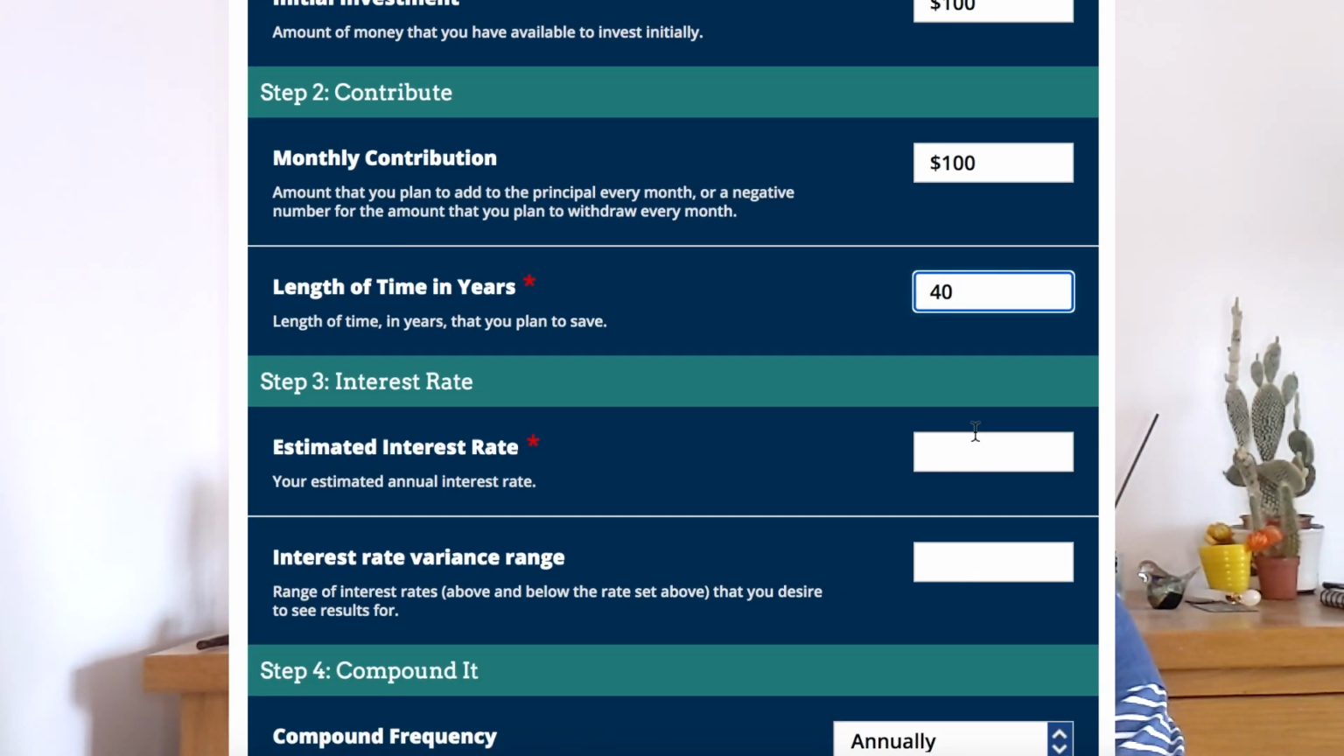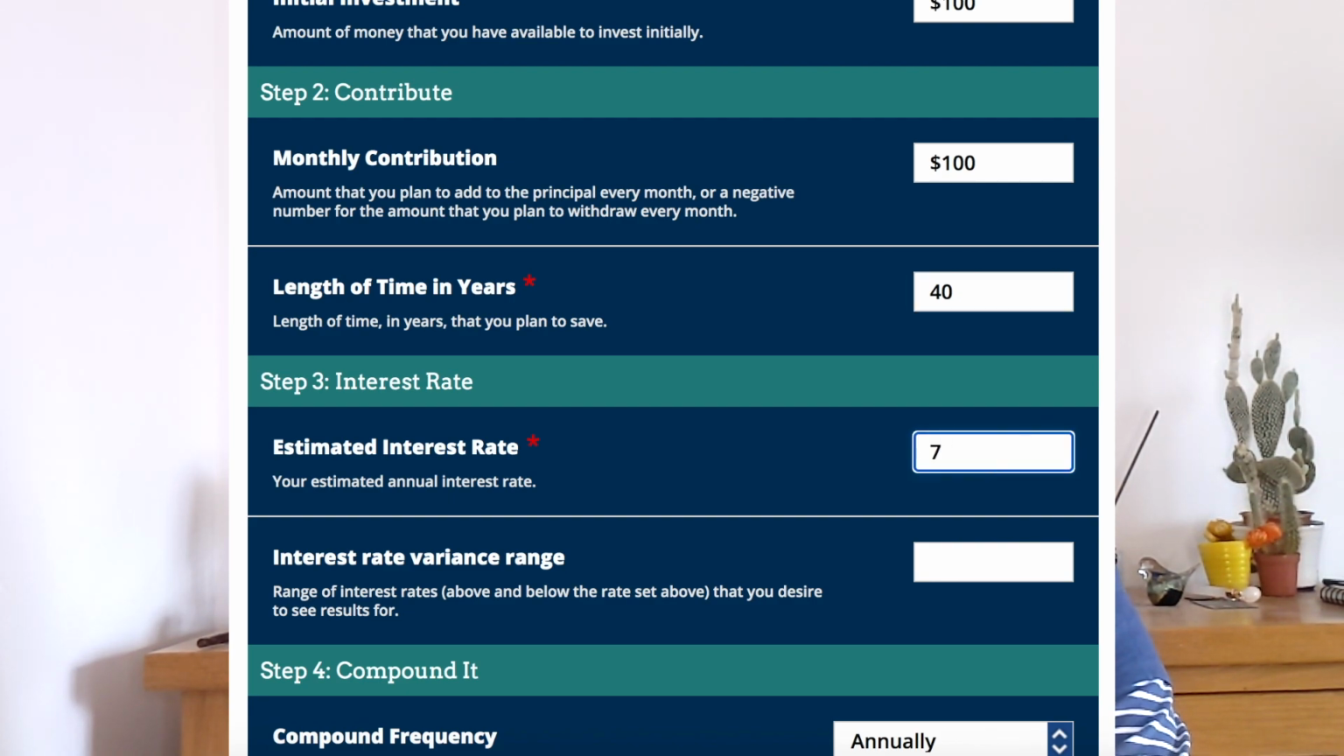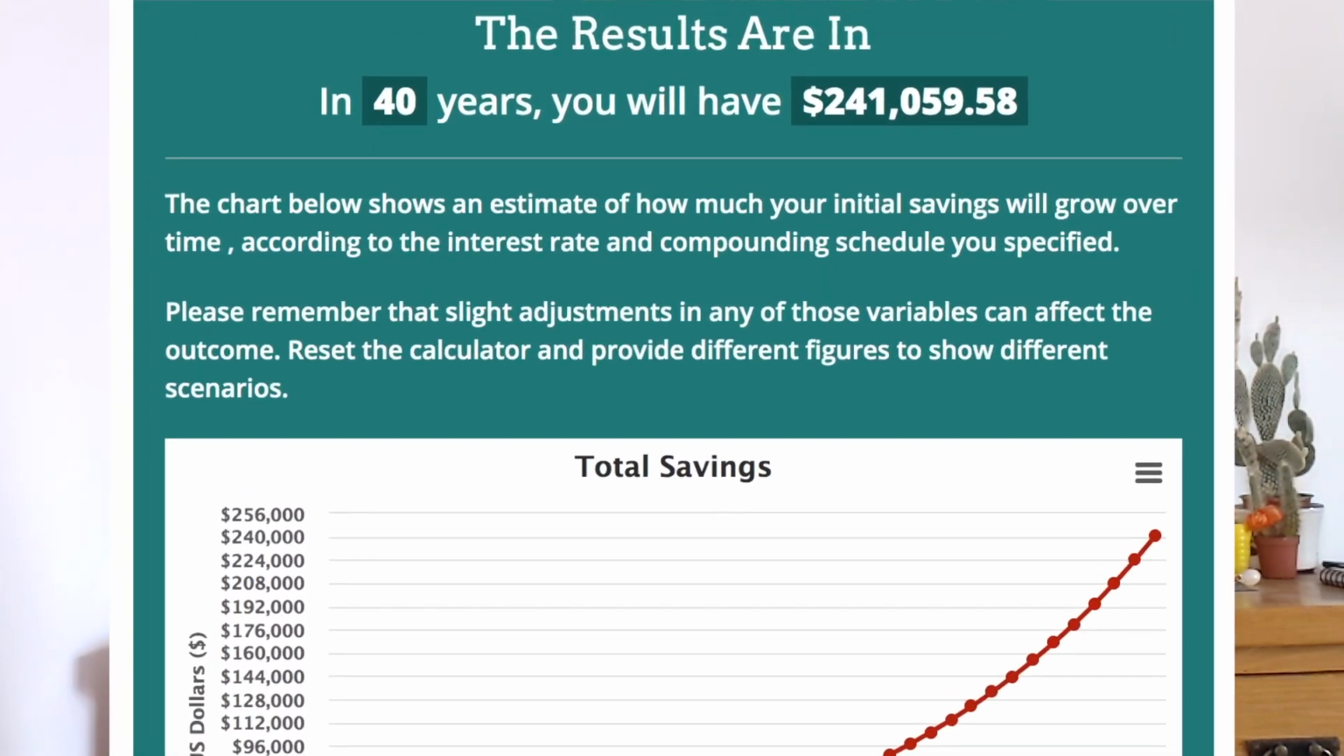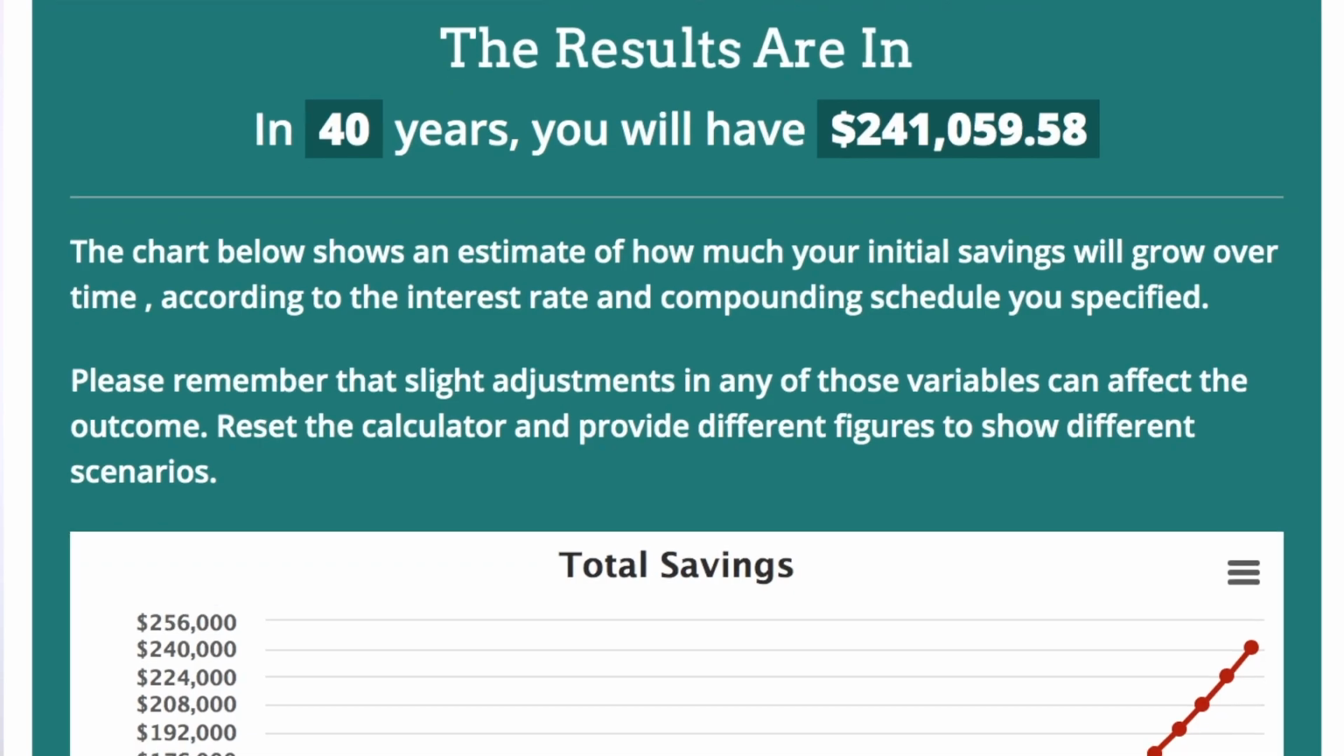Okay, so for 40 years you will be investing $100 every month, and the estimated interest rate we will leave as 7%, assuming that you are investing into the S&P 500. Also, bear in mind that the S&P 500 doesn't bring a return of 7% every single year. Sometimes it is more than that, sometimes it is less than that, sometimes you end a year at a loss. So 7% is only the historical average return that this fund has shown. So in 40 years, your total investment will be worth $241,000. And look at this graph.